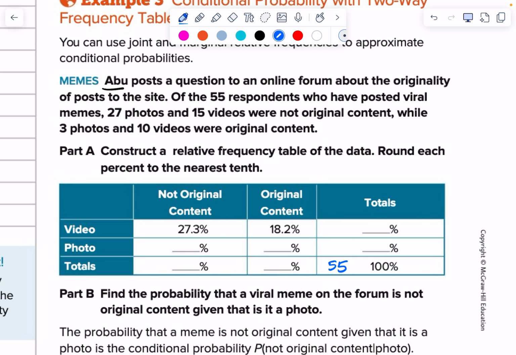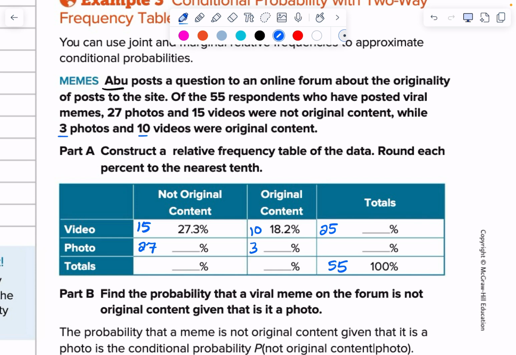27 photos and 15 videos were not original content. Do you see where I put that? While 3 photos and 10 videos were original content. How many total videos were there?